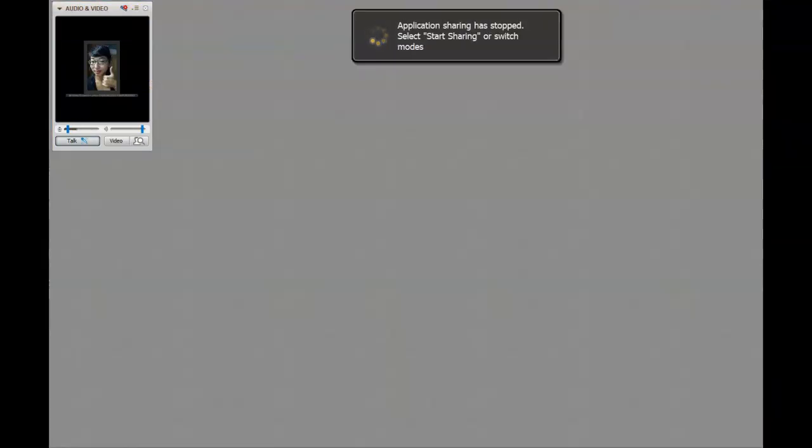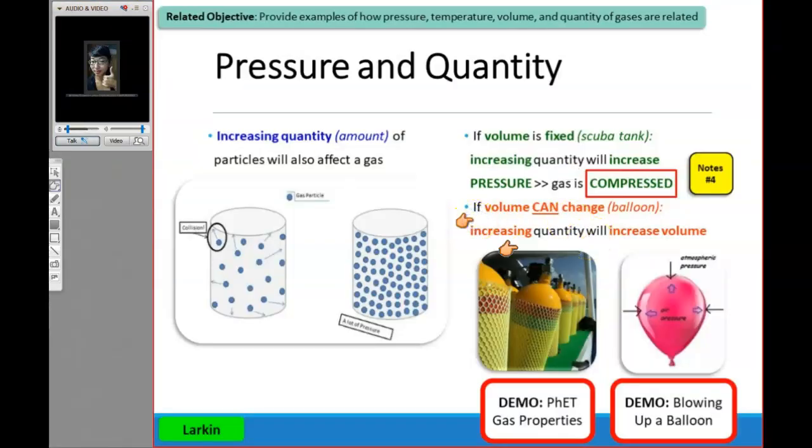However, on the other hand, there's a different scenario where if the volume of the object can change, then this changes what's affected. So this is a scuba tank versus a balloon. Now, when you add more to a balloon or to a tire, it actually blows it up. So that means it's actually increasing the volume of the object. Go ahead and give me a smiley face if that's beginning to make sense. So if it's fixed, it increases pressure until it explodes, okay? If it's not fixed and can change, then it's just going to get bigger to accommodate all those extra particles.